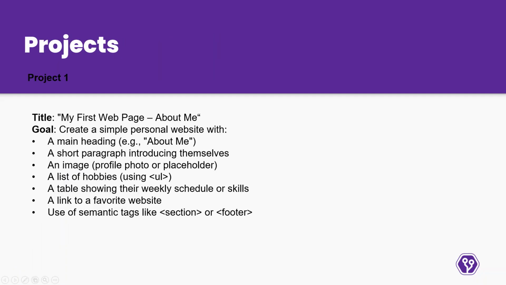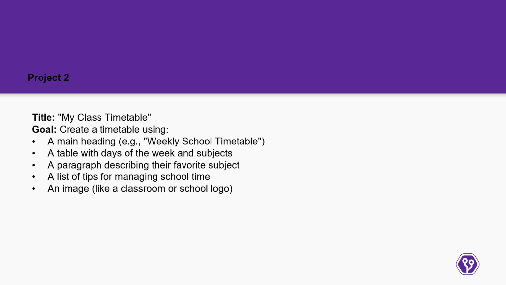So the first project is for you to create a portfolio. You'll create a title for your webpage, call it About Me, and you can create a heading for yourself and a short paragraph on what you have learned. Put your image as a profile and list some of your hobbies using the unordered list. Create a table to show your schedules and skills, and a link to your favorite website. And finally, try to use the section and footer tags by doing a small research. And then you have another project where you can create your own timetable.